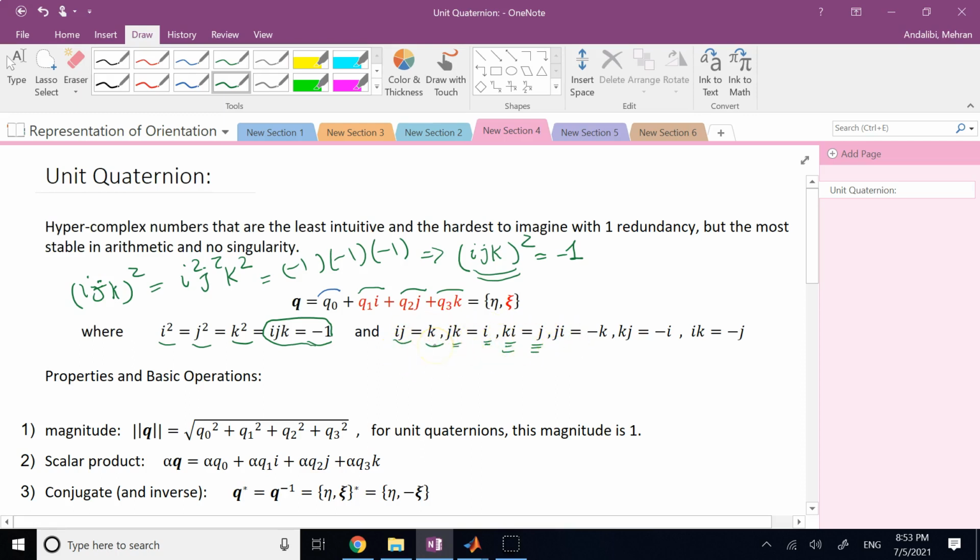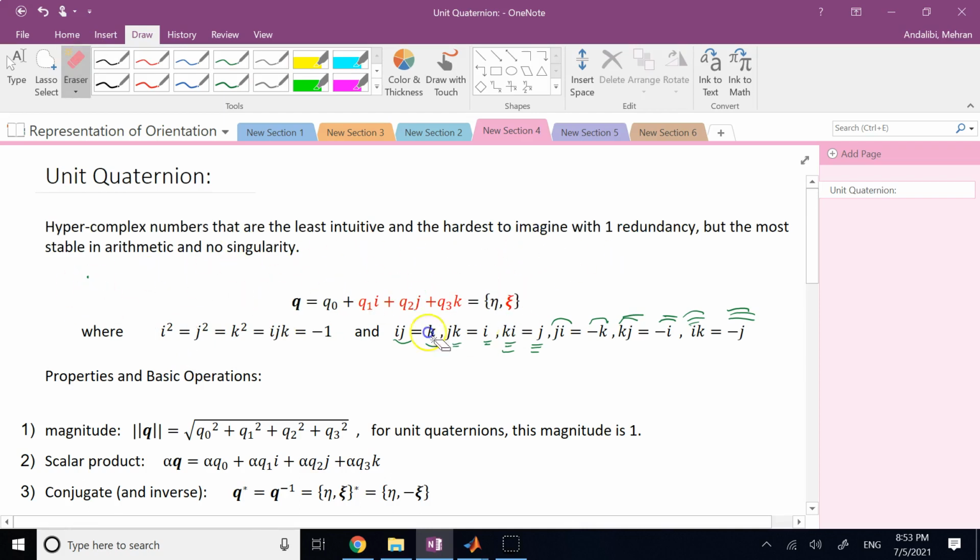These are just the base of complex numbers. And so if you reverse the order, just like the cross product, where i cross j was k and j cross i was -k, that's the same thing here. j times i is -k, k times j is -i, and i times k is -j. Okay, so again, these complex bases i, j, and k follow all of these rules.